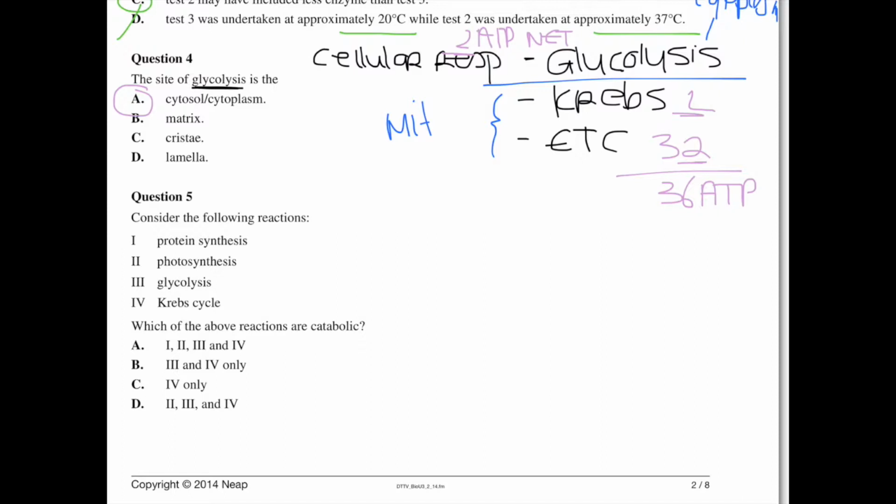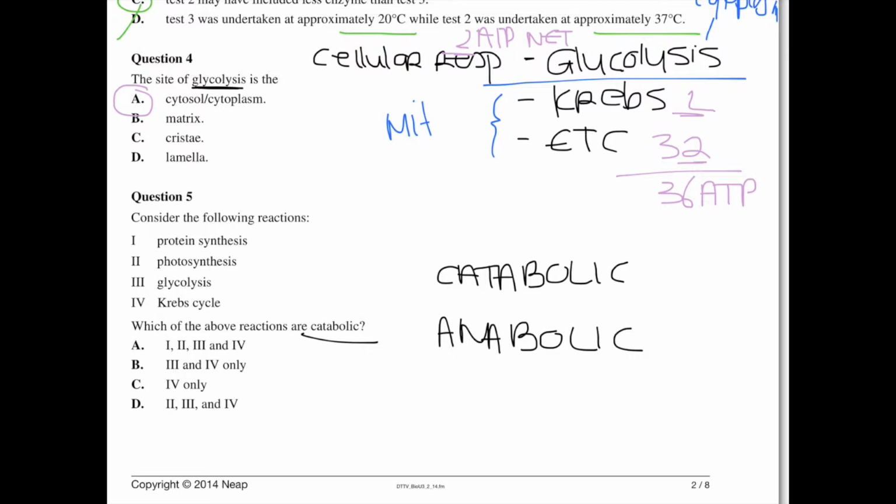Okay. Following reactions. So we have protein synthesis, photosynthesis, glycolysis, or Krebs cycle. Which of the above reactions are catabolic? So we have catabolic reactions, and we have anabolic reactions. Anabolic steroids, remember, are like oestrogen, so it's building up.